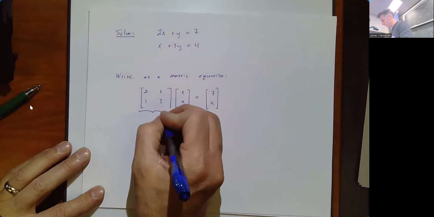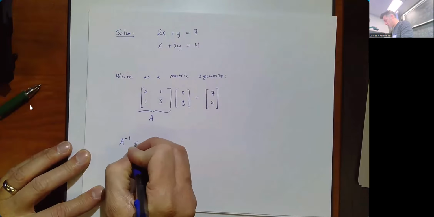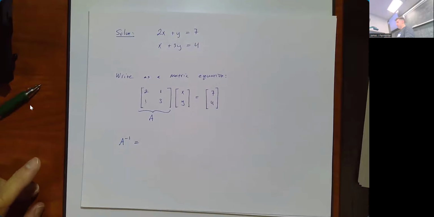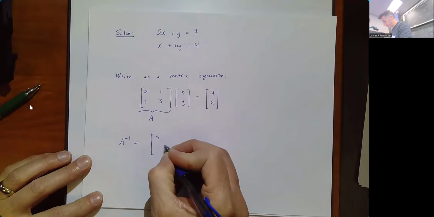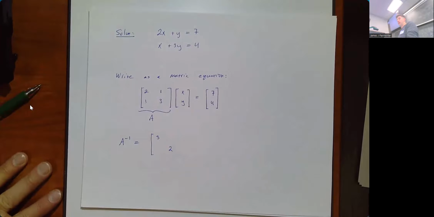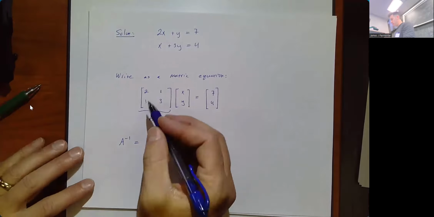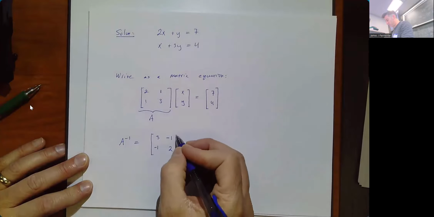So here's the way you invert it. If this is your matrix A, then A inverse is equal to the following. First, you're going to switch the diagonal entries. So 2 and 3 switch places. And then the off diagonal entries change signs. So if they were positive, they're negative. If they were negative, they're positive. Since I have a positive one, it's going to be a negative one. A positive one is going to be a negative one.